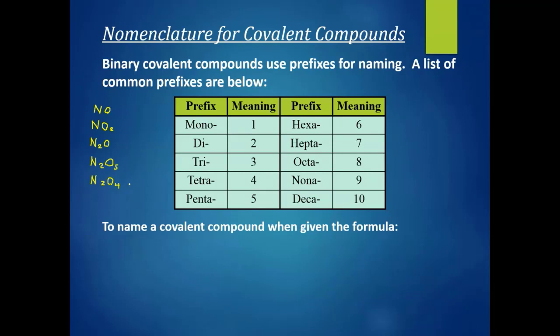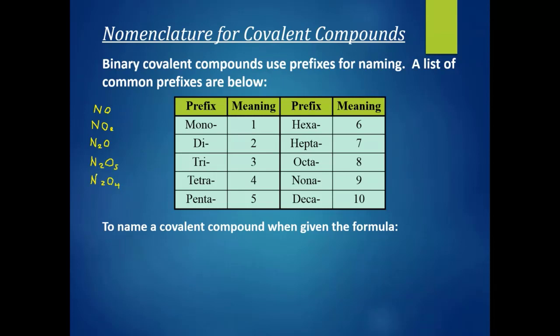There's no way to predict which one you're going to have, other than knowing the chemical properties of these different things. If somebody just says you have a compound with nitrogen and oxygen, you're not going to know what it is unless the formula is expressed to you. You can't just say nitrogen oxide, because I don't know if that's NO, NO2, N2O, N2O5, or whatever. So what we do for covalent compounds is we use prefixes to tell us how many of each atom there is. So it's really easy to name them.